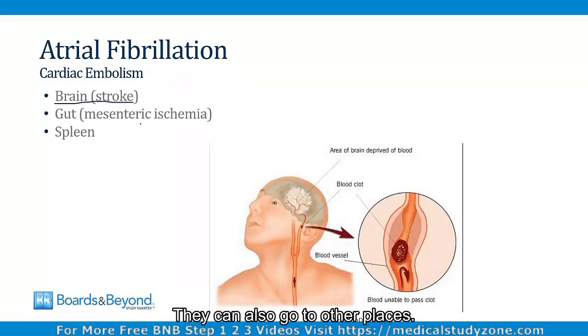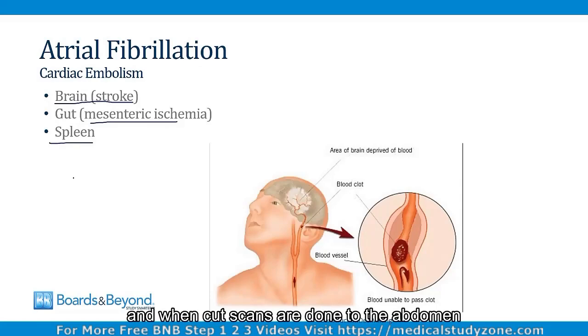So I mentioned that pieces of those clots can go to the brain and cause a stroke. They can also go to other places. Sometimes they travel to the gut and can cause mesenteric ischemia. Sometimes they travel to the spleen. And when CAT scans are done of the abdomen of patients with AFib, you will sometimes see splenic infarcts.